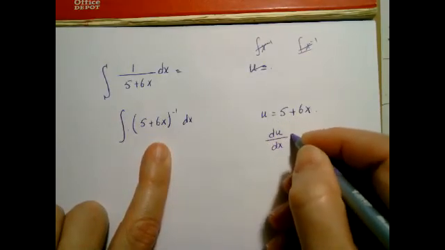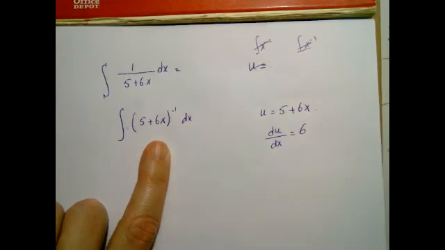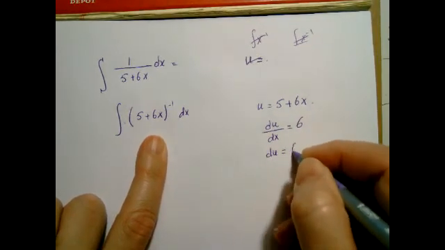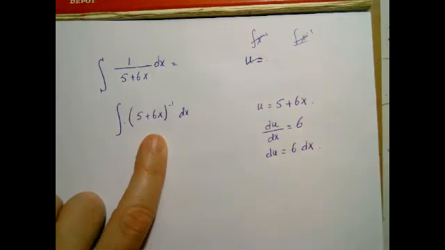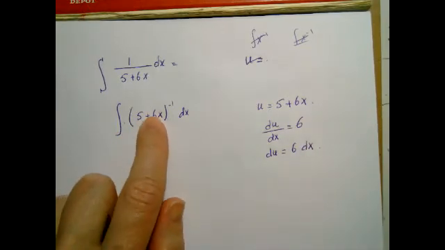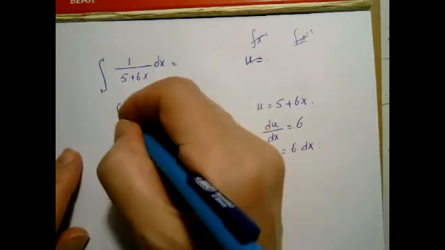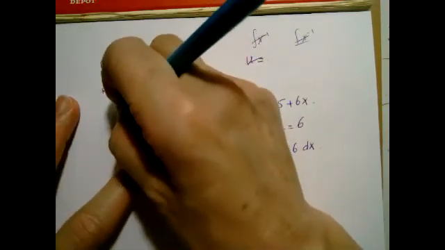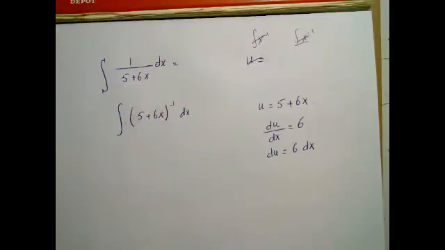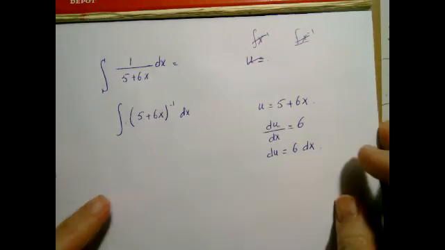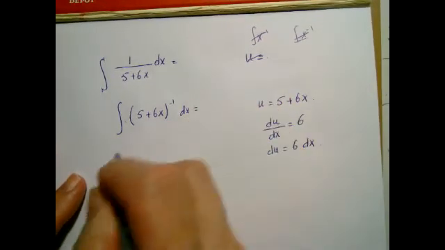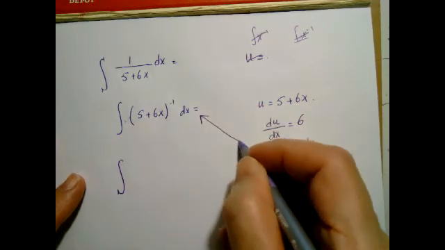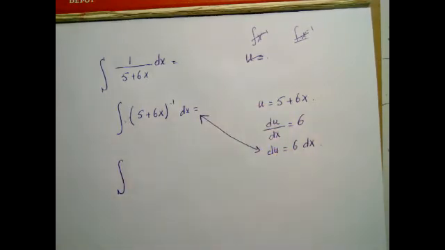So if I compute du/dx, I get a 6. It means my du is 6 dx. So even though I don't have quite the derivative, I don't have the 6 here, 6, a constant, doesn't really give me a lot of problem. What gives me a problem is a variable. So du is 6 dx. So I'm going to do the substitution now, just to connect the dots.